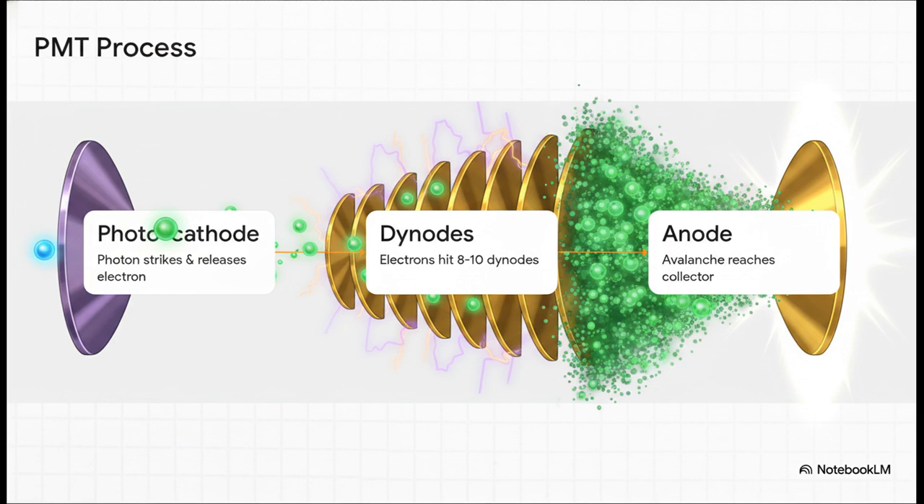Inside the tube, there are 8 to 10 of these dynodes, and each one has a higher electrical potential than the last. We're talking a jump of 75 to 100 volts per step. So when our one electron hits the first dynode, it knocks loose several secondary electrons. Those hit the next dynode, knocking loose dozens, then hundreds, then thousands. By step 3, this visceral, literal electron avalanche reaches the final anode collector, multiplying that original single photon by a factor of up to 100 million into a massive, easily readable electrical signal.